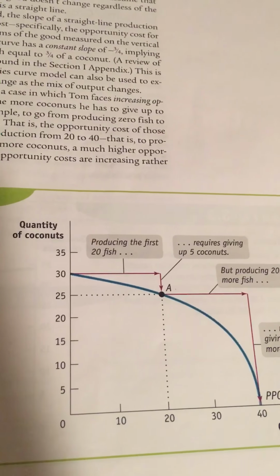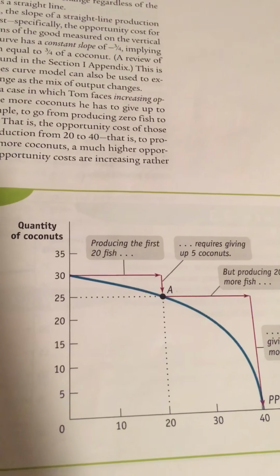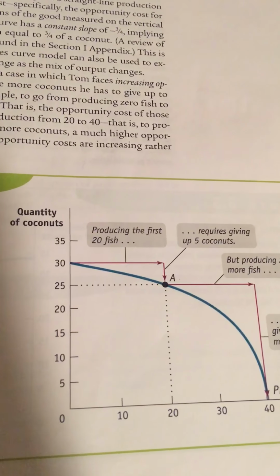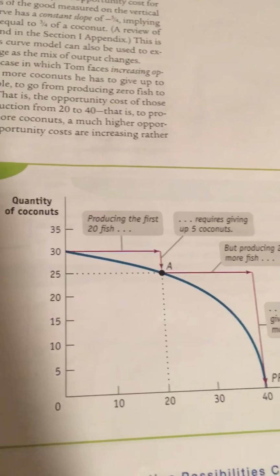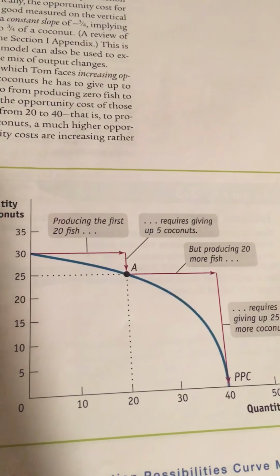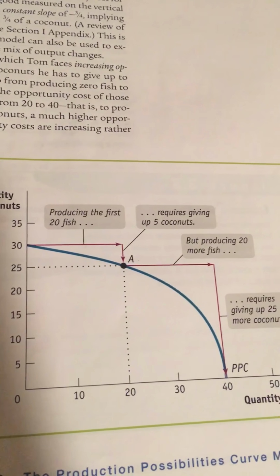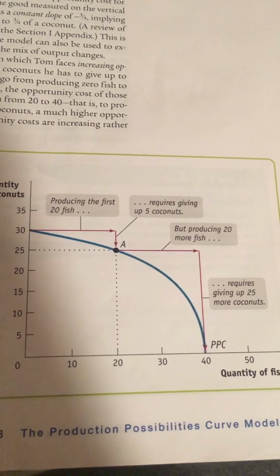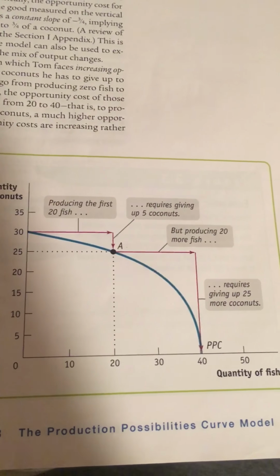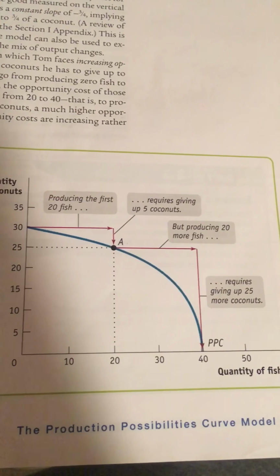Now the graph, for example, if this were a straight line, that would indicate constant opportunity cost. But as you can see here, that is not the case in this graph. The line is bowed out. A bowed out PPC indicates increasing opportunity costs.